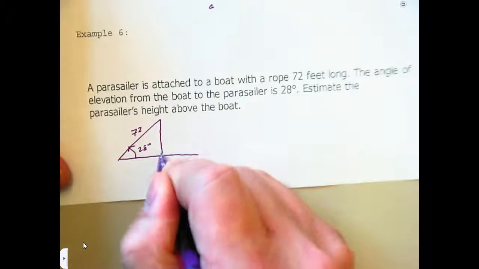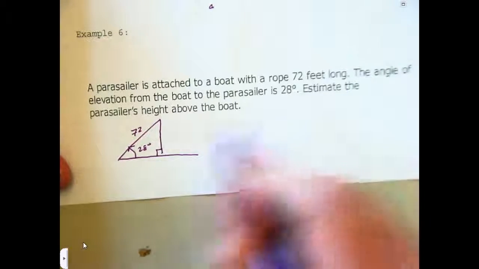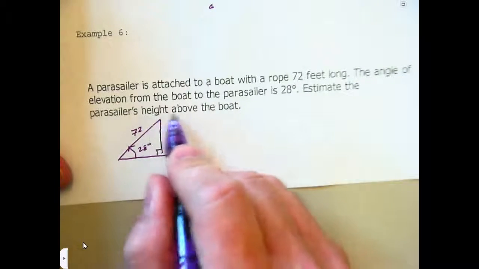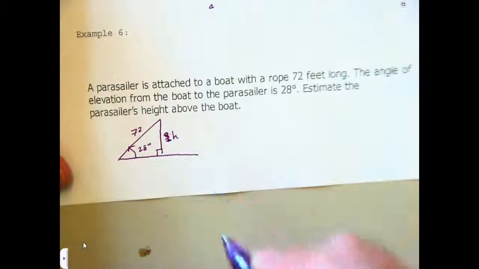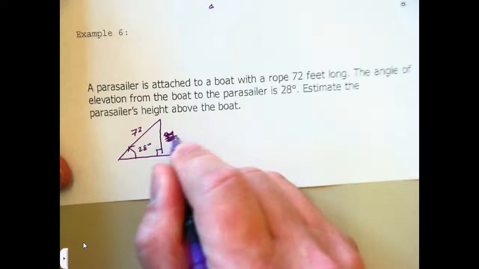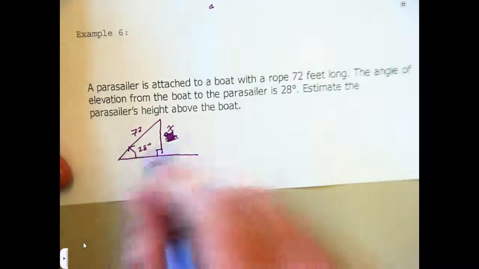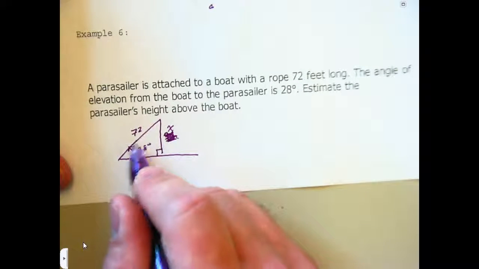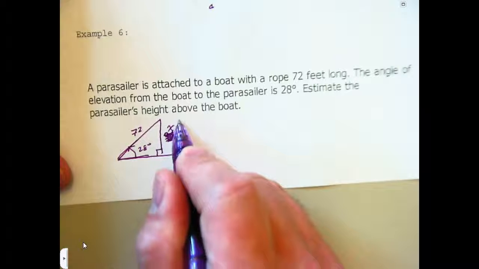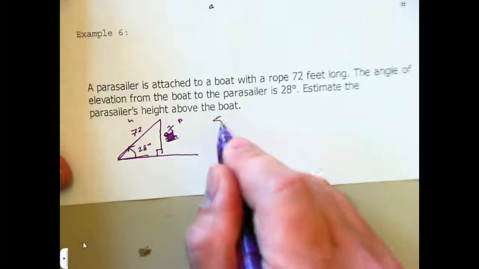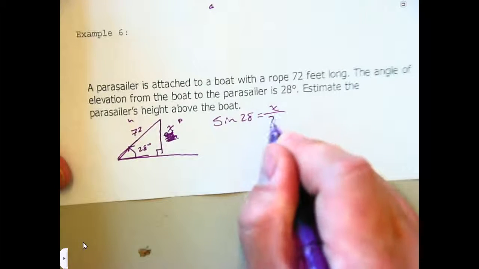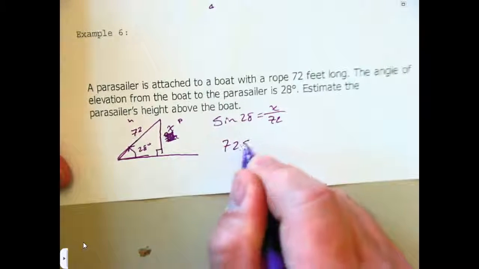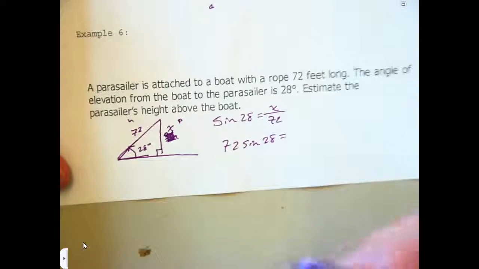Here is our triangle. Estimate the height of the parasailer above the boat. So we're dealing with this value right here. Maybe rather than calling it h, let's call it x. If we're dealing with that, we're tracing this angle. We have the opposite side and the hypotenuse, so sine of 28 is equal to the opposite over the hypotenuse. So 72 sine 28 is equal to?